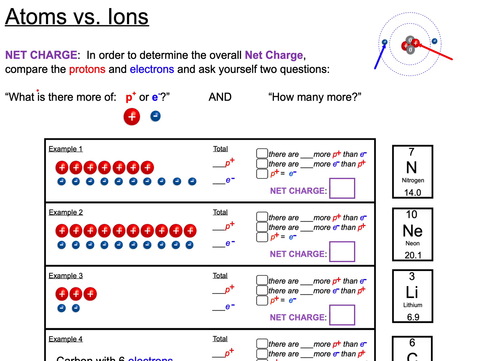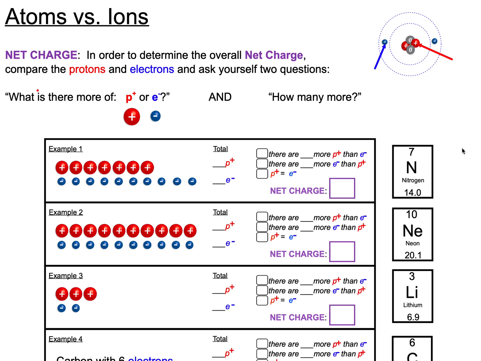Okay, so let's talk about the difference between atoms and ions. Now, before we can even get into atoms and ions, we have to understand what charge is and how something can become charged or not have a charge and be neutral. So let's talk about charge first.